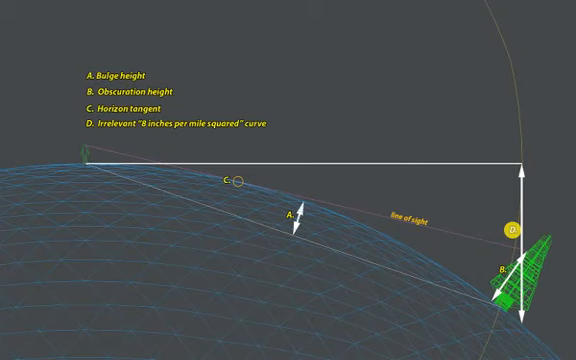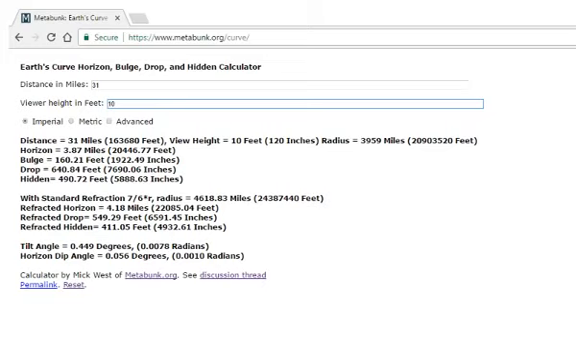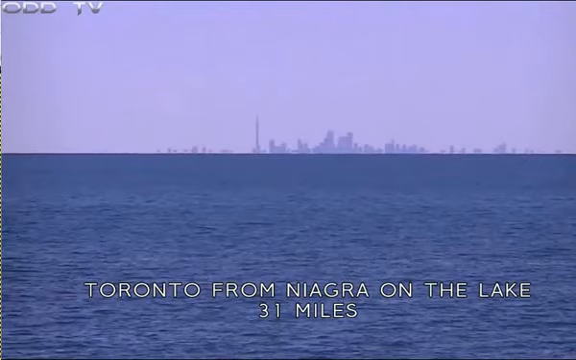There is a website that will do that calculation correctly for you for any distance and viewing height at metabunk.org/curve. The details of the calculation are explained on that site as well. When you use the correct calculation, all his examples are perfectly explained on the spherical Earth. From a viewing height of just 10 feet, which is generously low, viewing Toronto 31 miles away only results in 490 feet hidden by the curve of the Earth. But many of the buildings are much taller than that. The CN Tower is over 1,800 feet.